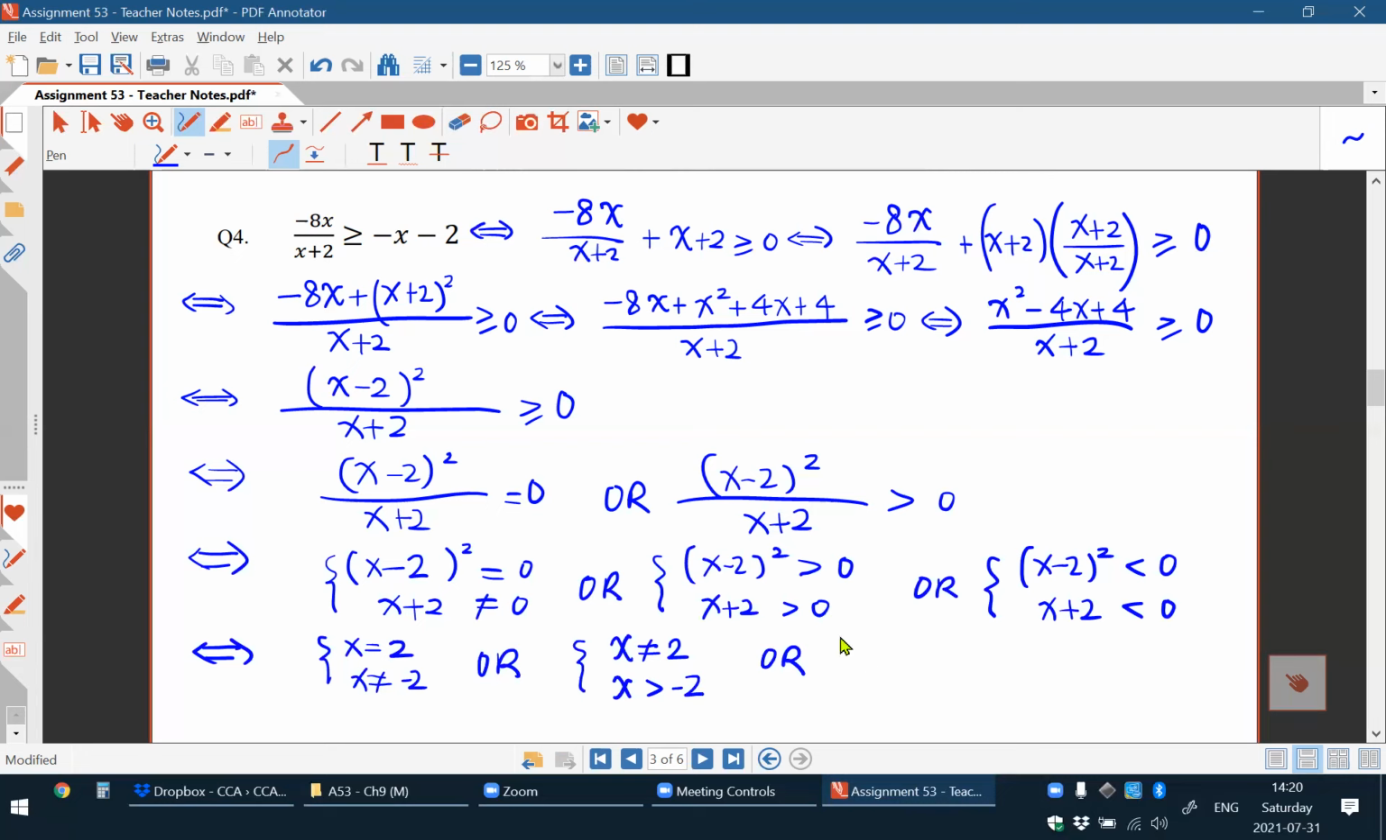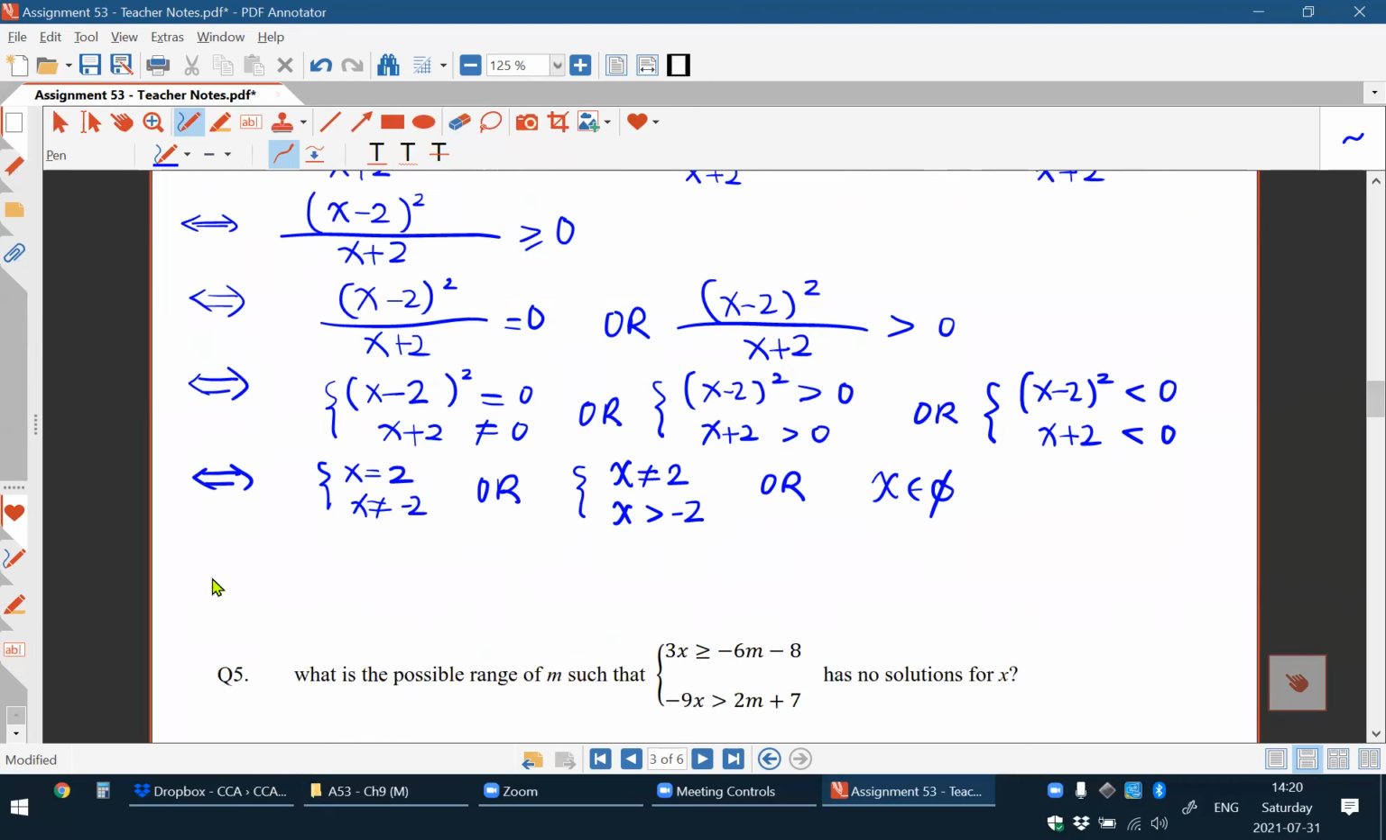Okay, third case, x minus 2 squared. No matter what x is, this something squared cannot be negative, right? So there is no solution for x in this system of inequalities. So x belongs to an empty set for the third case.